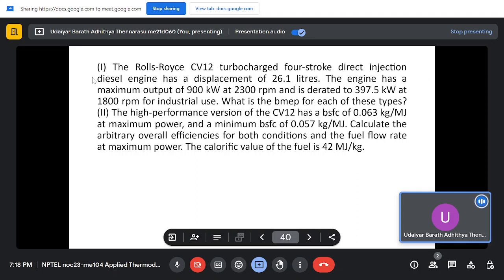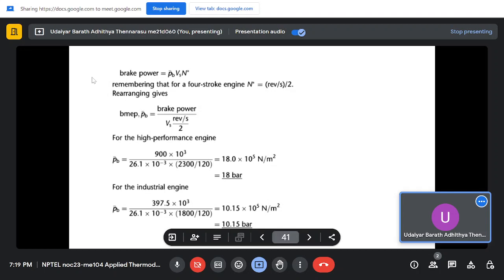The next question is, the high performance version of the C12 has a brake specific fuel consumption of 0.063 kg per megajoule at maximum power, and a minimum brake specific fuel consumption of 0.057 kilogram per megajoule. So calculate the overall efficiency for both conditions and the fuel flow rate at maximum power. Values given. So we'll see how to solve this.